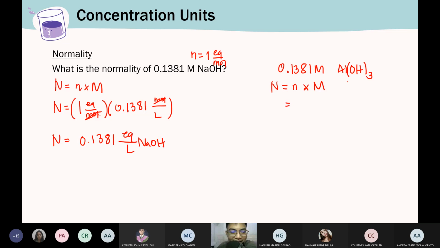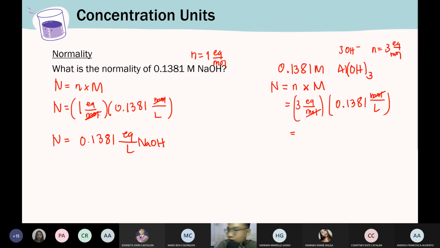So, aluminum hydroxide, looking at the subscript of OH, it means tatlo yung equivalents per mole niya. Bakit naging tatlo? Kasi you can produce 3 OHs, no? So, meaning your N is 3 equivalents per mole. Okay? Times the molarity, which is 0.1381. Cancel yung mole.